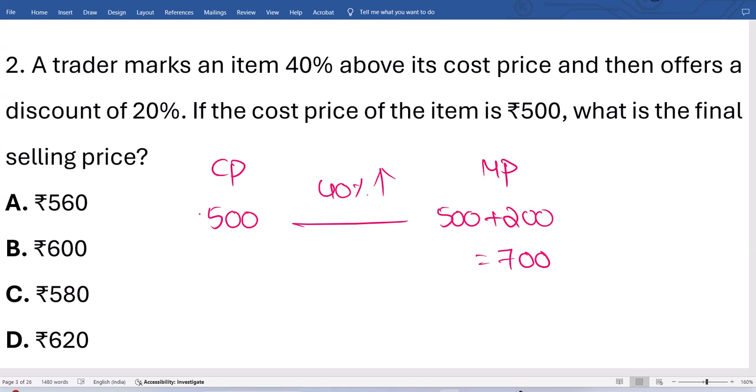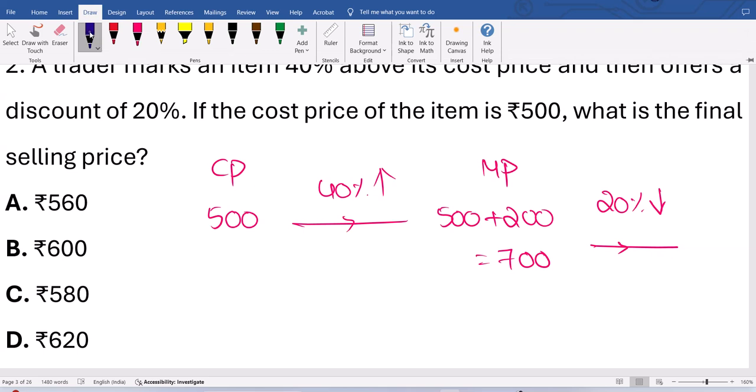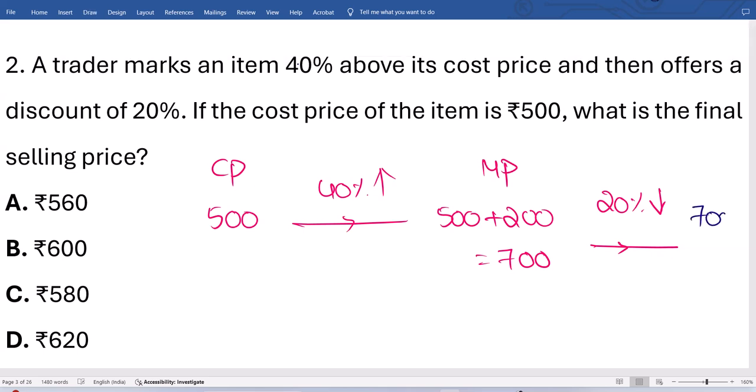Now they're announcing 20% discount. For 700, 20% discount. 10% is 70, 20% is 140. So 140 removed, remaining is 560. That is the selling price. Selling price is 560. The question is very simple. 500 is the cost price, increase 40%, decrease 20%, then you'll get the answer.